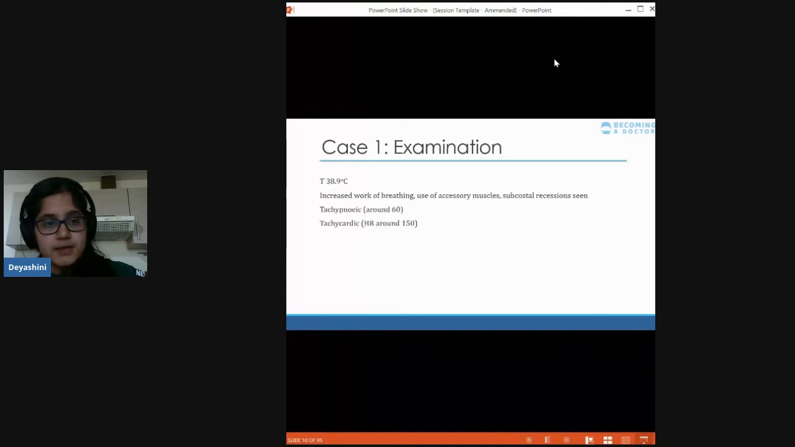Very good. Okay, so in terms of the examination, the salient points are, so they're obviously very febrile, increased work of breathing, so use of accessory muscle and subcostal recessions. There's no tracheal tug, but there might be. So it's very tachypneic. 60 is very high, even if you're 3 months old. That's scoring quite high on the pediatric early warning score, and very tachycardic. As part of A2E, you would do an ECG, let's just say for argument's sake, it's sinus tachycardia.